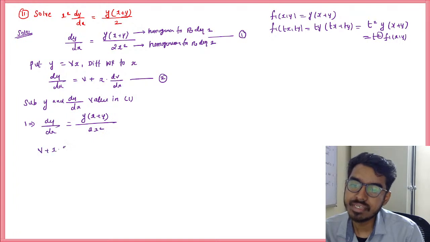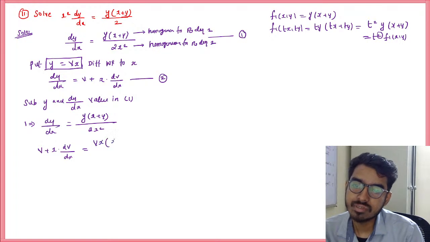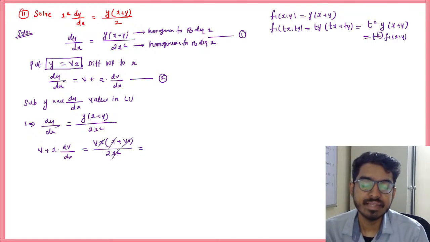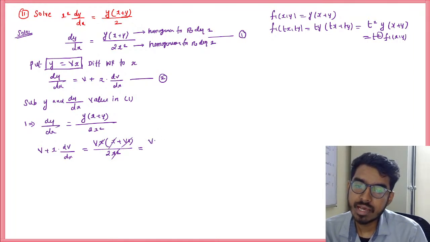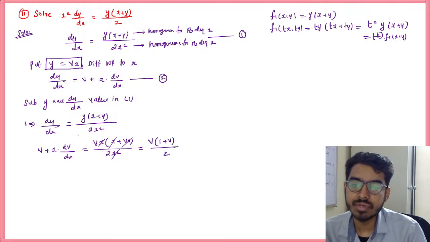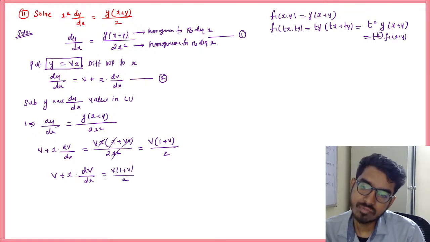Now what is dy by dx? It is v plus x into dv by dx, since y is vx. It's a substitution we are making. So y is vx: vx into x plus vx divided by 2x square. So this x will get cancelled. If I take x outside, x square will get cancelled. So we will have v into 1 plus v divided by 2. We have v plus x into dv by dx is equal to v into 1 plus v by 2.